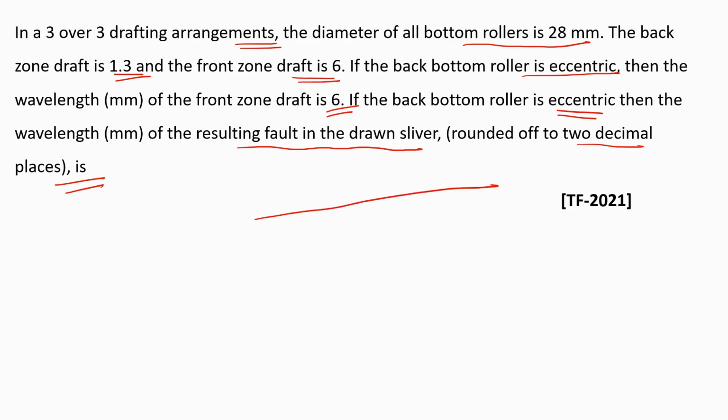How is it arranged? It is arranged in this pattern. These are the rollers arranged in this fashion. 3x3 drafting means 3 rollers above and 3 rollers at the bottom, arranged in a similar pattern. And the diameter is said to be 28 mm. 28 mm is the diameter.